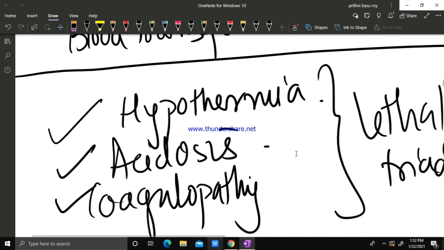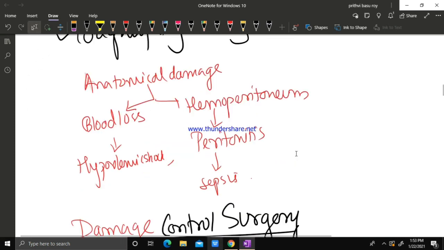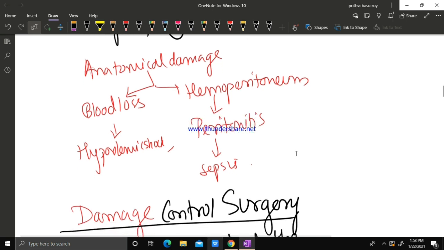Anyways, then you talk about blood transfusion. This is a lethal triad happening in this patient. So our problem is blood loss and hemoperitoneum. Write this: blood loss, hypovolemic shock, hemoperitoneum, peritonitis and sepsis.